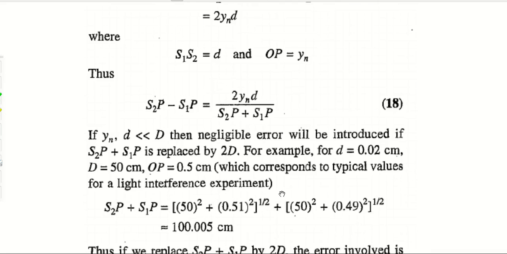Now let us take a case. When small d is very much less than capital D, then S1P and S2P will be very much in the straight direction, that is along the z axis, and you can put roughly capital D in place of S2P and capital D in place of S1P. So S1P plus S2P is roughly 2D.